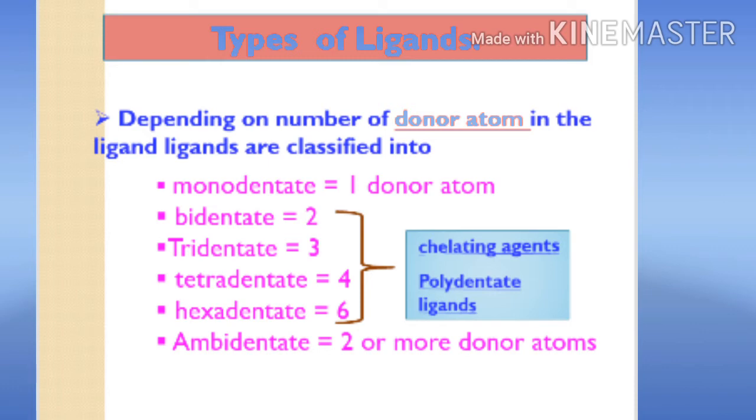Polydentate ligands are also called chelating agents. Chelating agent means ring forming agents, because when polydentate ligands attach to the central metal atom at two sides or more sides, then it forms a ring. Therefore, they are called chelating agents.